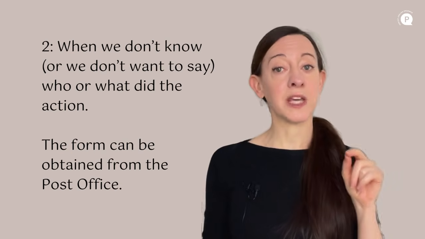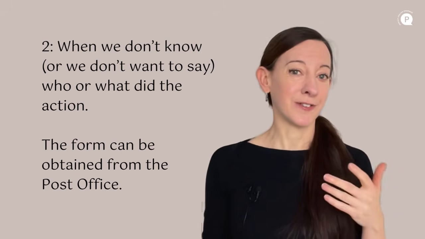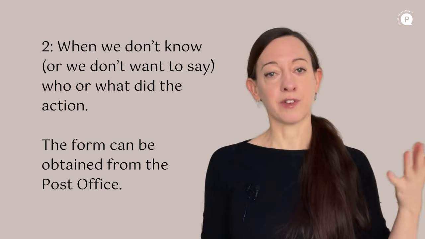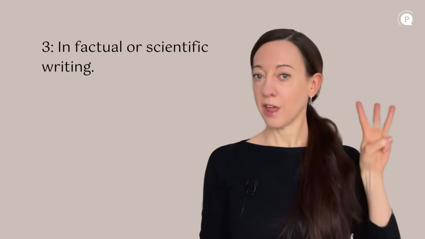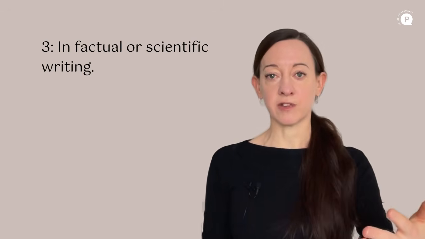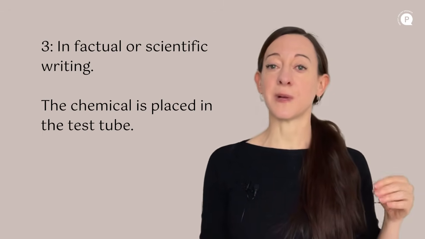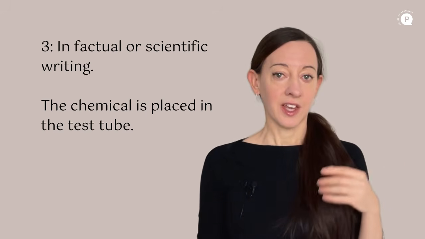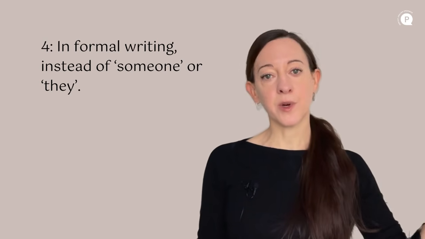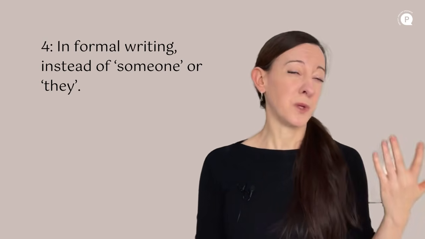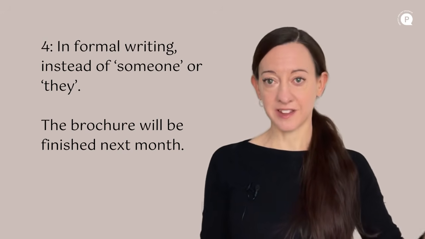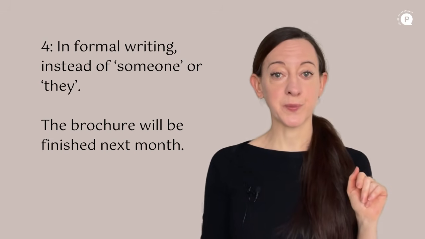"The form can be obtained from the post office." A very formal sentence here, and it means anybody can get the form from the post office. 3. We use the passive in factual or scientific writing. "The chemical is placed in the test tube." 4. In formal writing, instead of using "someone" or "people" or "they," we often choose to use the passive. "The brochure will be finished next month." We don't say exactly by who.